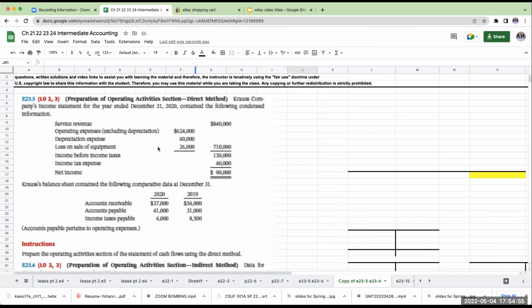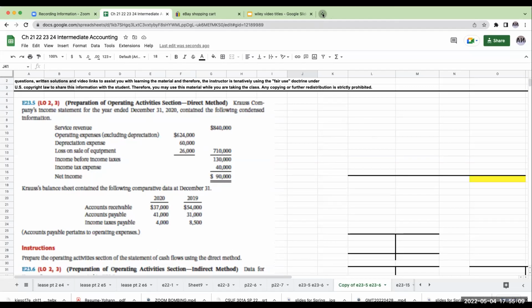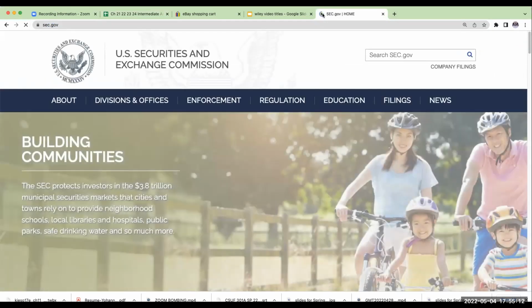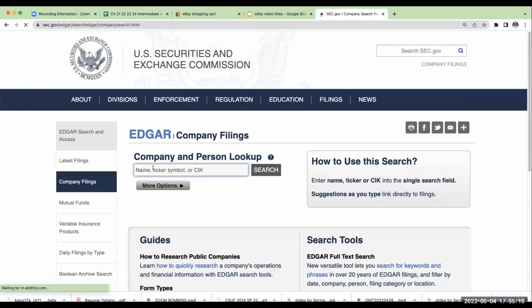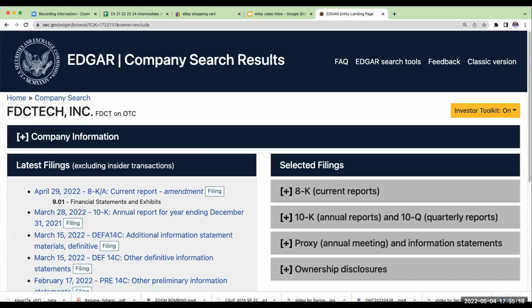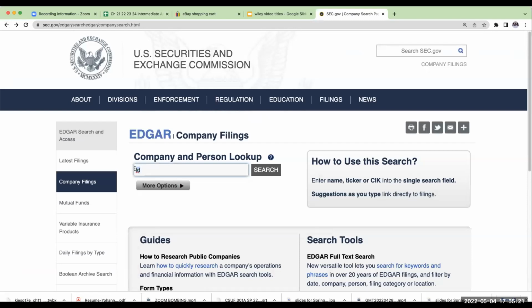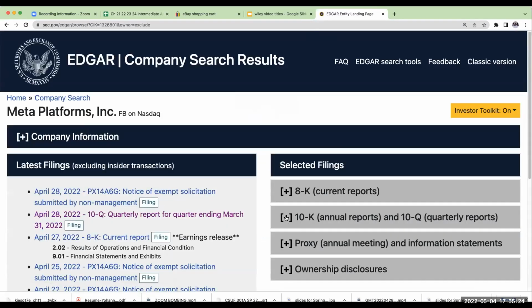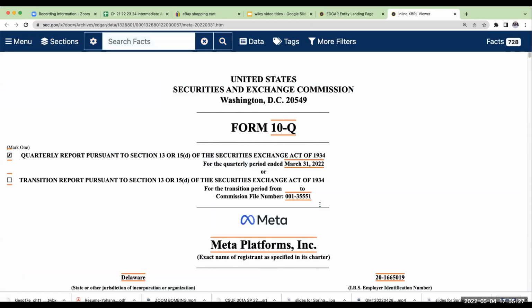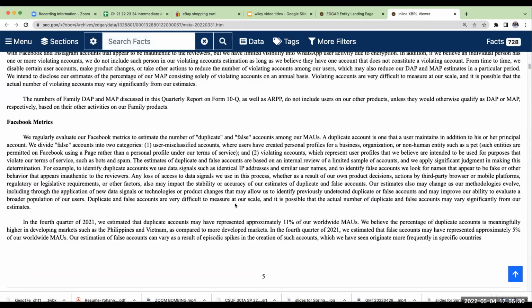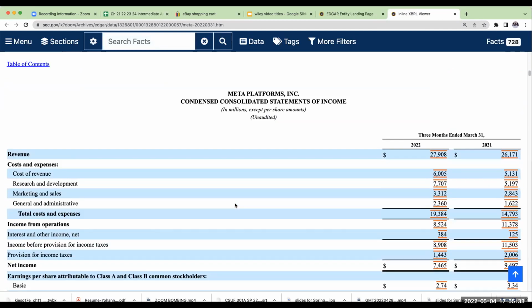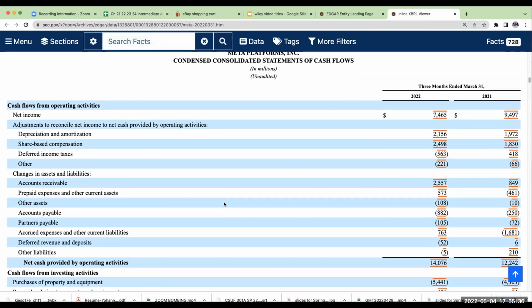Now, the first thing I want to say is that when we are asked to prepare something using the direct method or the indirect method, the result is going to be the same. We're getting to cash flows from operating activities. However, as you look at publicly traded companies, there is a huge value to looking at the indirect method, and I'm going to show you why. When we're doing the indirect method of preparing cash flows, we're taking net income and working our way backwards to net cash from operations.